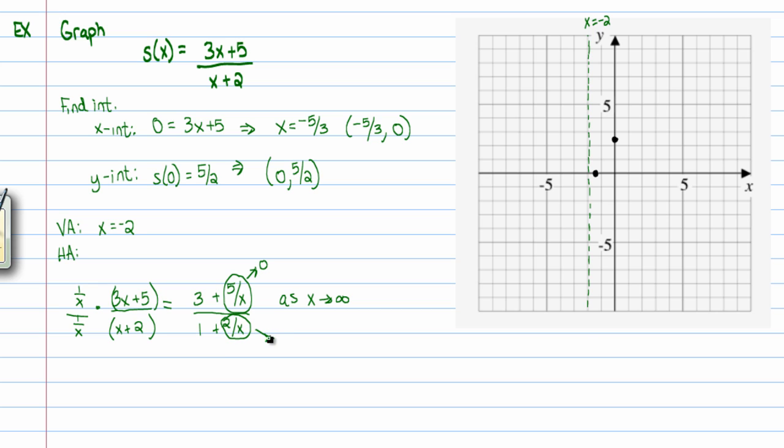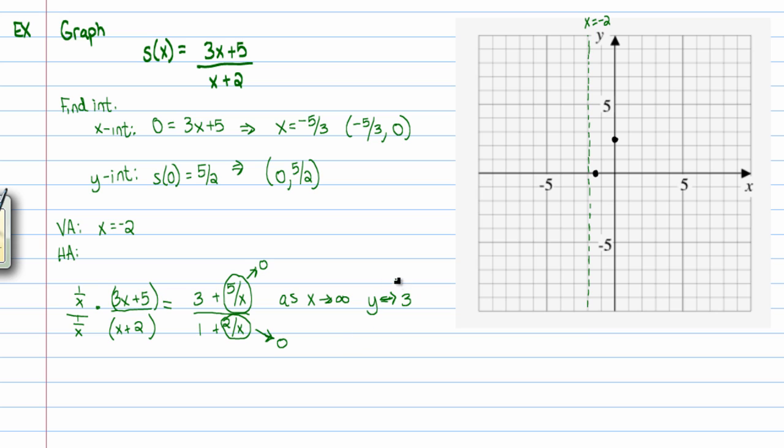Think about it. 2 over 1,000, that's close enough to 0 for me, I guess. 2 over a billion, that's even closer to 0. 2 over a trillion, even closer to 0. And as x goes to infinity, that denominator is going to get so huge. So those two terms, as x gets really large, go to 0, and you're just left with 3 plus 0 over 1 plus 0, or in other words, y is going to approach 3.